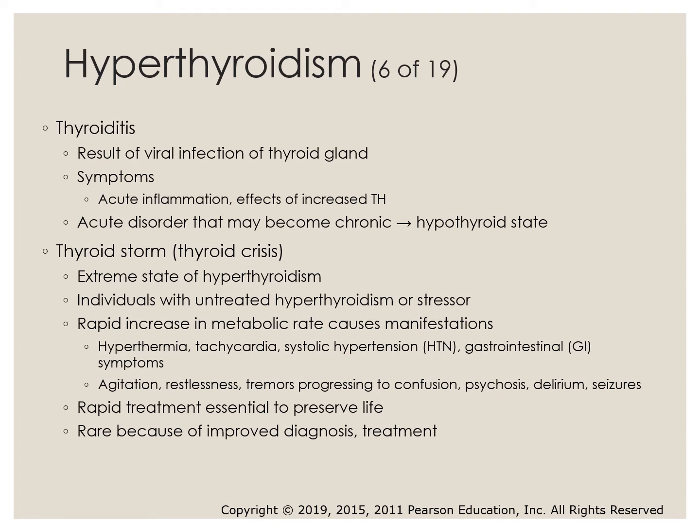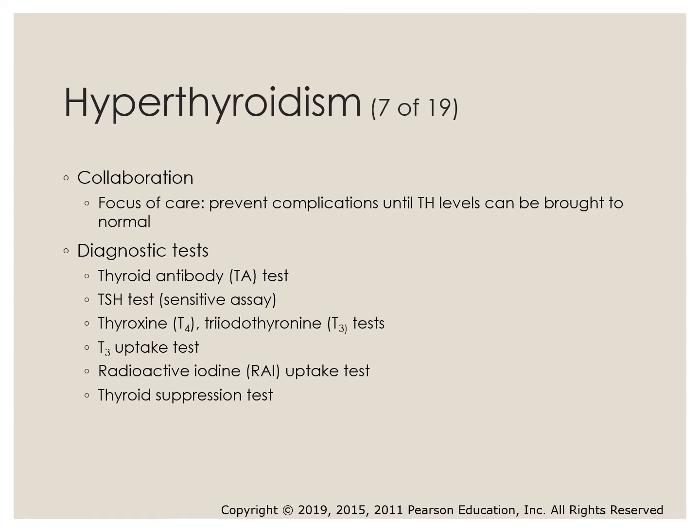The rapid increase in metabolic rate results from the excess thyroid hormone and causes the manifestations of thyroid storm. You may see a body temperature of 102 to 106, tachycardia, systolic hypertension, GI symptoms, abdominal pain, vomiting, diarrhea, confusion, psychosis, delirium, and seizures. This is a medical emergency, and you have to have rapid treatment, and the physician needs to be notified ASAP.